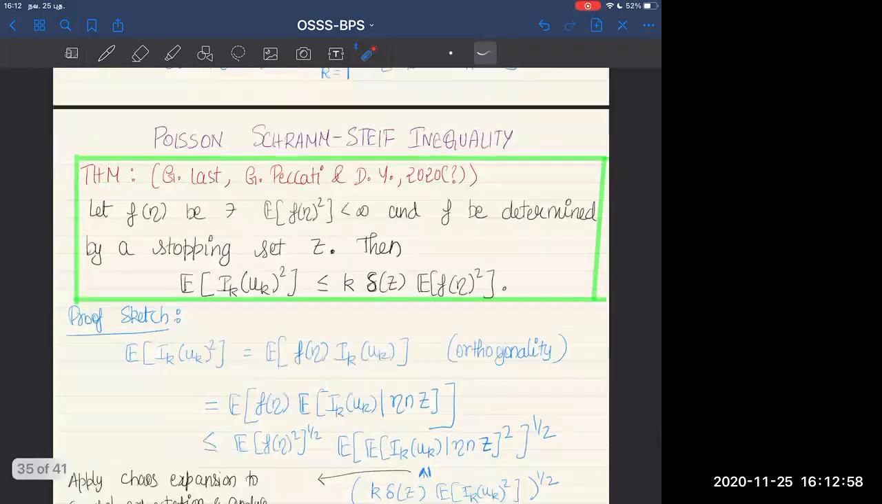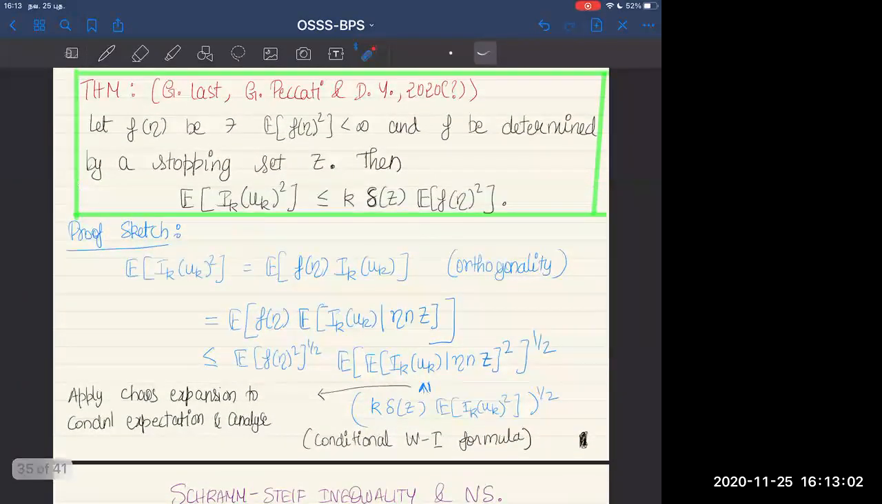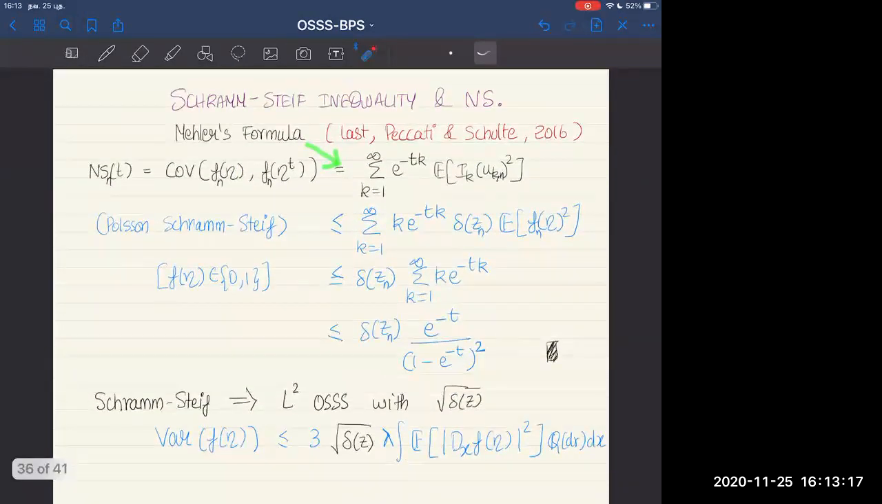In the interest of time, I'll skip the proof. There is one simple conditioning, conditional orthogonality, and very clever analysis. The point is, if at all you are interested, read the original paper of Schramm and Steif for this conditional expectation argument. I will now explain how Schramm-Steif implies noise sensitivity and then say something about some new applications.